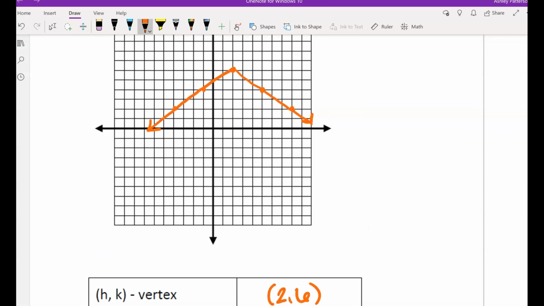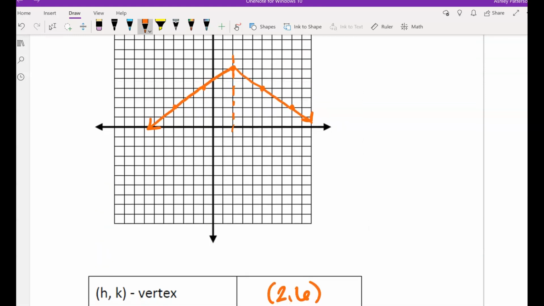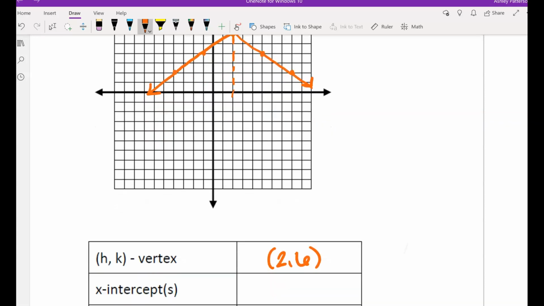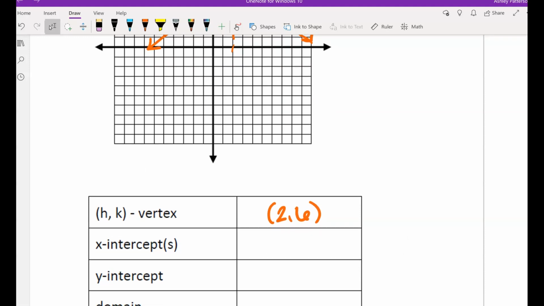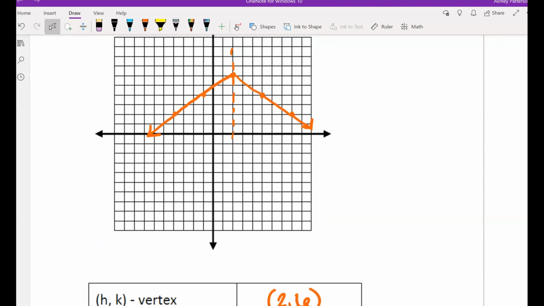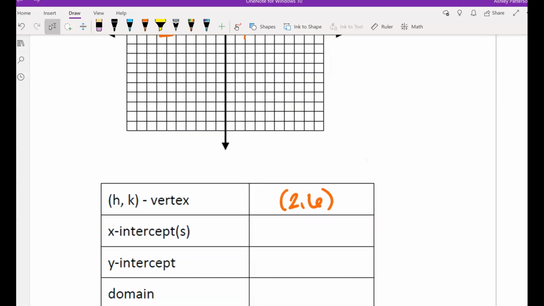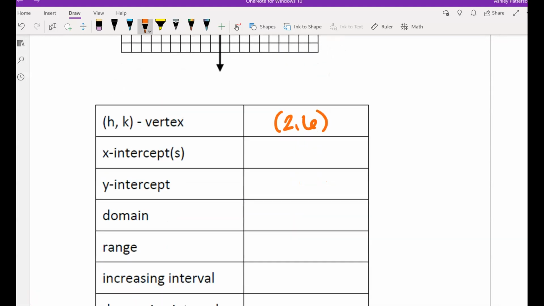You don't necessarily have to sketch it in. You can if you would like, but we do need to be able to acknowledge it exists and state the location of where it is. Now, x and y intercepts, gosh, I could look and guess, but I need to be exact. So we'll come back to that in a second. The domain is, again, all real numbers.